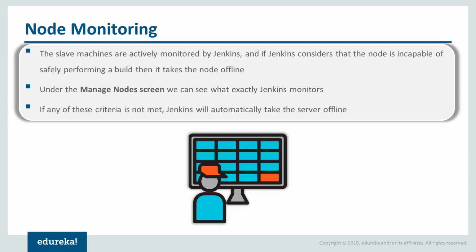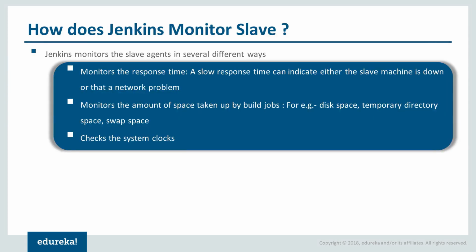Under the manage nodes screen, we can see what exactly Jenkins monitors. If any of these criteria is not met, Jenkins will automatically take the server offline. So how does Jenkins monitor the slave? Jenkins monitors the slave agent in different ways. It monitors the response time. A slow response time can indicate either that the slave machine is down or there is a network problem. If the master sees that the response time is higher than the threshold, it will bring the machine offline. It will label the machine simply as offline.